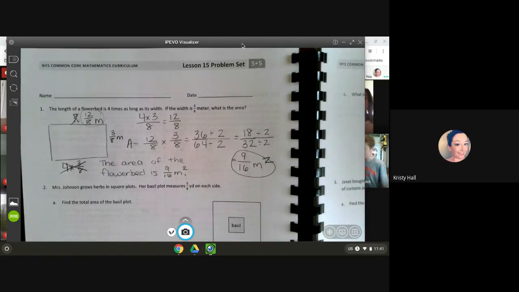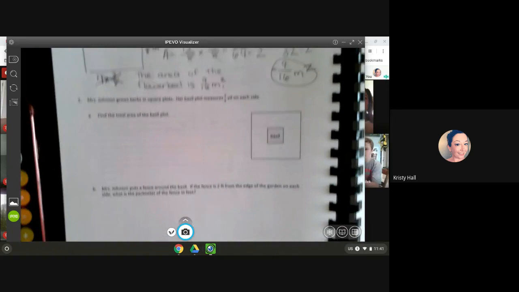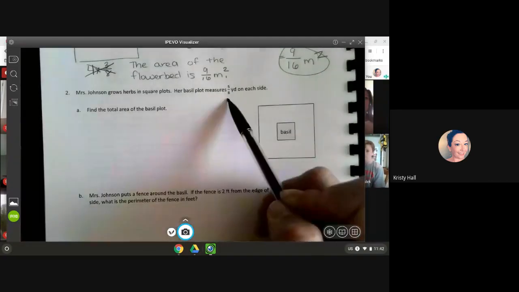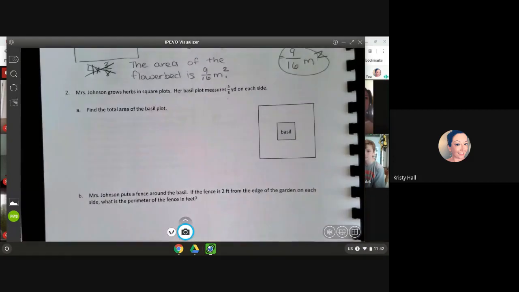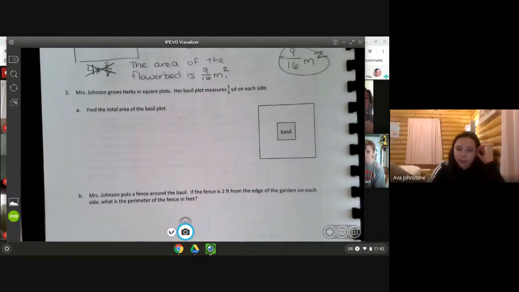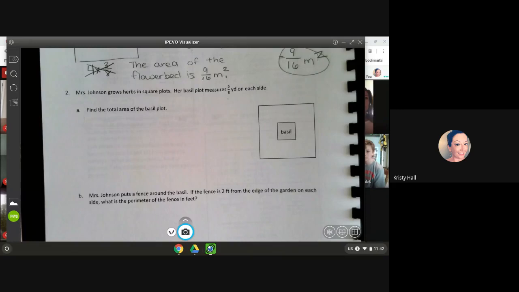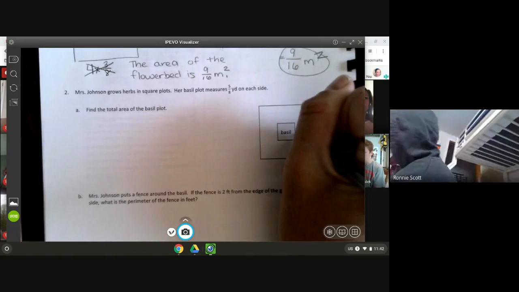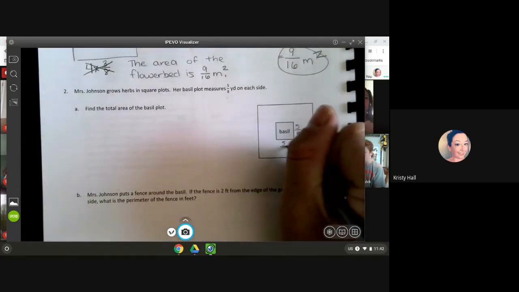All right, let's look at number 2. Mrs. Johnson grows herbs in square plots. Her basil plot measures 5/8 yard on each side. I noticed they only give me one measurement there. Why do they only give me one measurement? Because it said on each side. Right, it's a square, so all the sides are the same. Great job, Ava. So 5/8 would be the length and the width, so I can label 2 of those as 5/8.